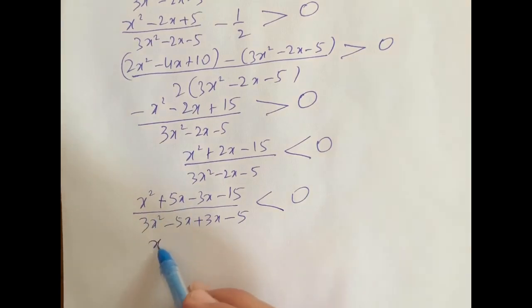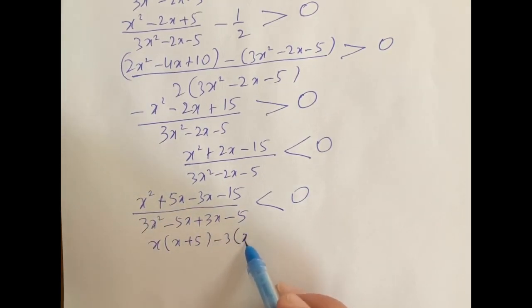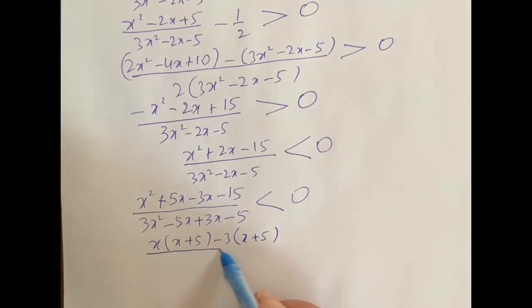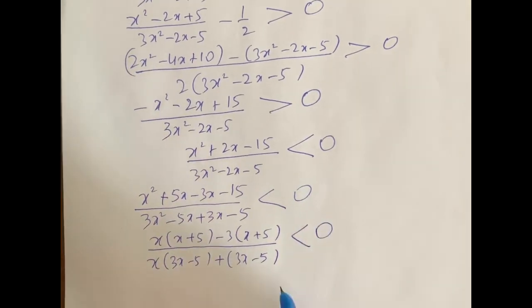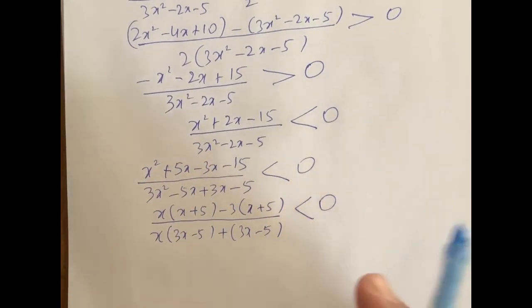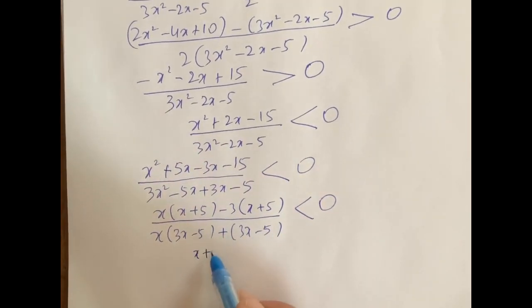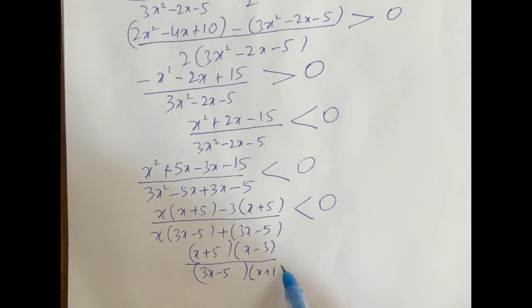Taking x common, it's x into x plus 5. Taking minus 3 common, it's x plus 5. Then x common, this is 3x minus 5 plus this is 3x minus 5 less than 0. Now we write this as x plus 5 into x minus 3 upon 3x minus 5 into x plus 1, and this is less than 0.